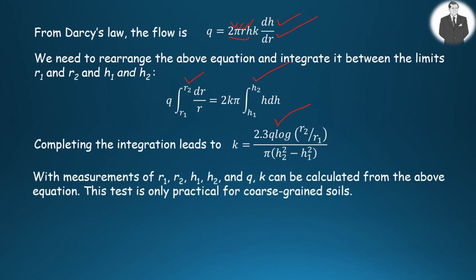During the test, the quantities r1, r2, h1, h2, and Q are measured. And then the coefficient of permeability of soil can be calculated from the above equation. This test is only practical for coarse-grained soils.